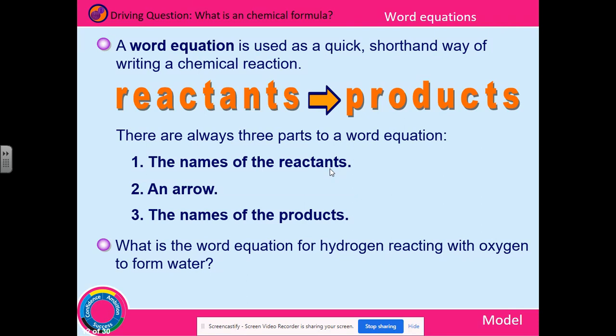What is the word equation for hydrogen reacting with oxygen to form water? Take a look at what we have up top. The reactants equals the products. What two things were used to form the product? In this case, the water will be the product. What were the two things that were used to form water?